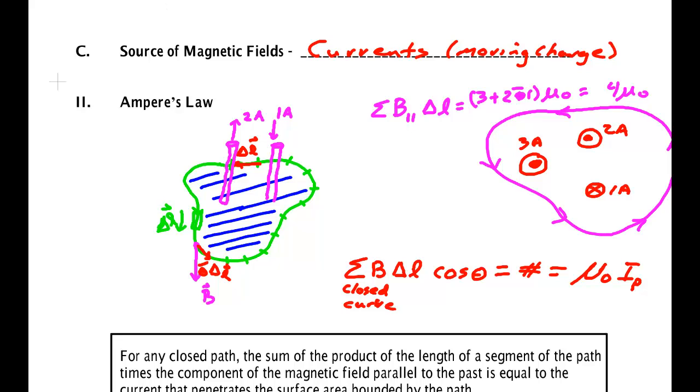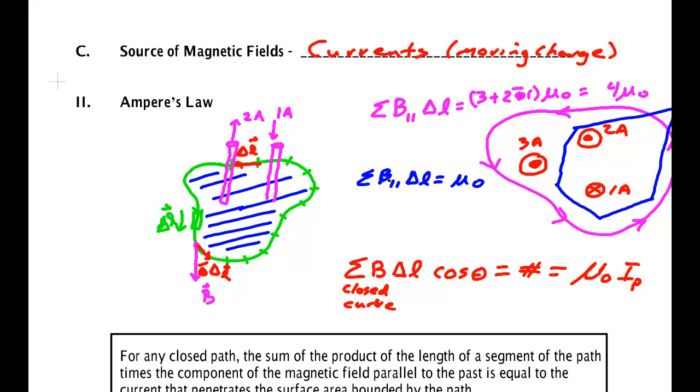If you wanted to take some different curve, for that curve the sum of B parallel delta L would be equal to mu naught times the enclosed current. So I can find this sum relatively easily. All I have to do is add up the currents. That's not what I really want, though. What I really want is to find the value of B. I want to find the magnetic field for certain special problems. For this to be useful, I need to find a way to get this B outside of the sum.